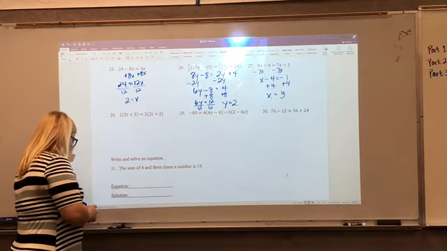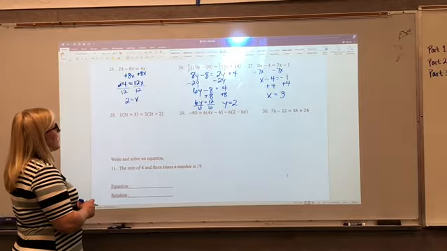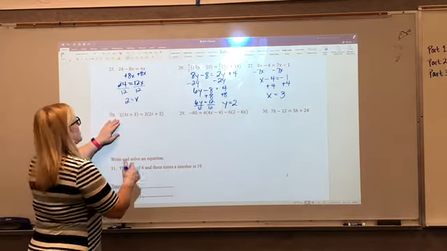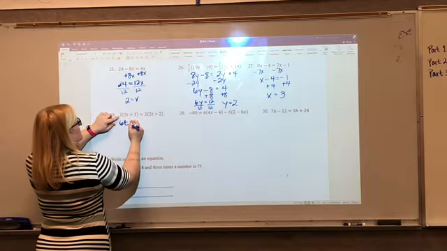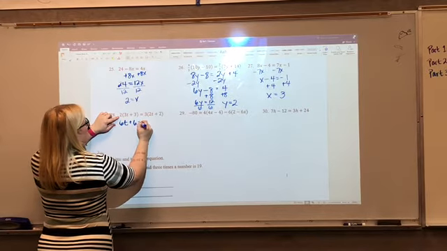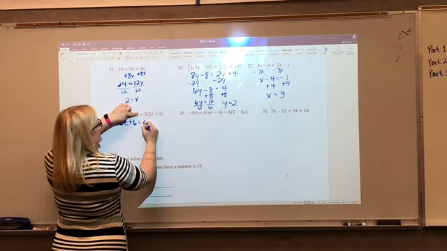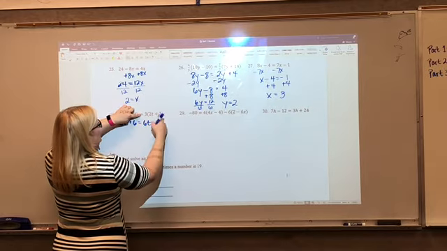All right, so number 28. Again, I'm going to distribute. So 2 times 3t is 6t. 2 times 3 is 6. 3 times 2t is 6t. And 3 times 2 is 6.